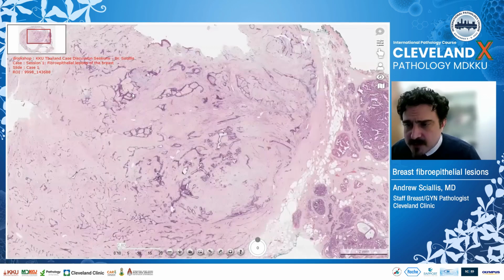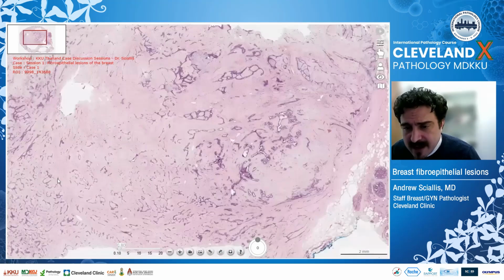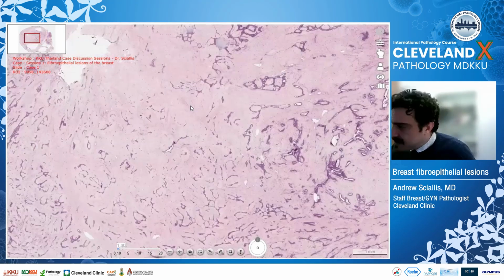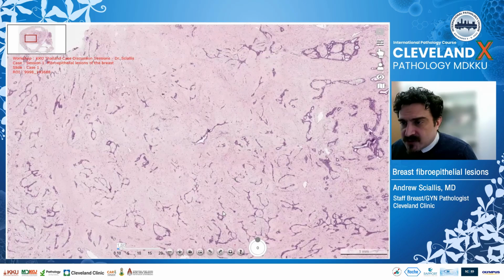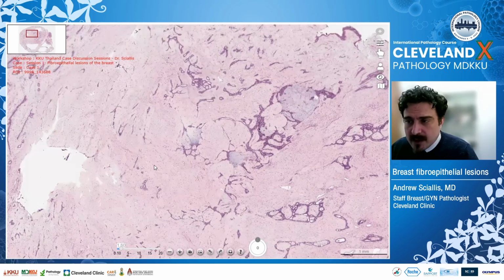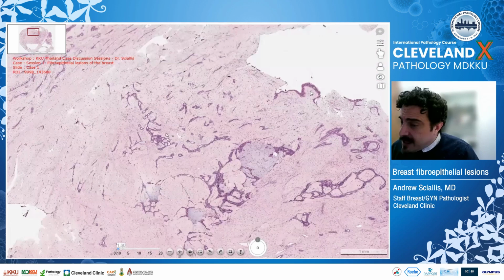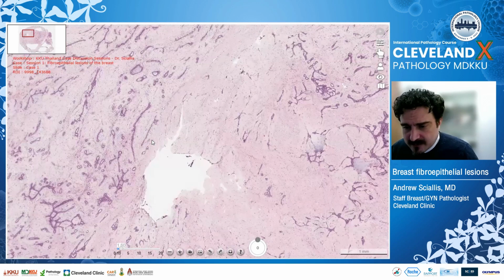It's easy to find epithelial elements in here. There's no areas that look like stromal expansion or stromal overgrowth. I mean, if I can't see stromal overgrowth at almost a 1x field, then I'm not going to find it at a 4x field.